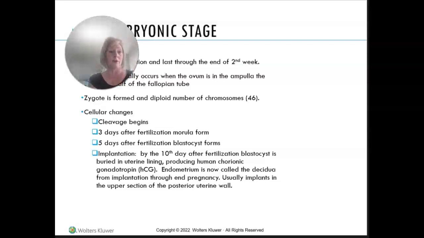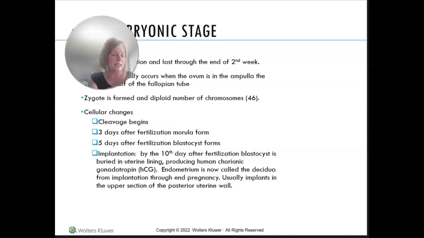3 days after you've got fertilized, you have a morula, which is just a big ball of cells. 5 days after it's been fertilized, you start to get blastocytes. Implantation usually occurs by the 10th day of fertilization. So you are pregnant before you ever know it because it has not implanted yet. Once it starts to implant, after fertilization, those blastocytes at 10 days start to burrow into that uterine lining.